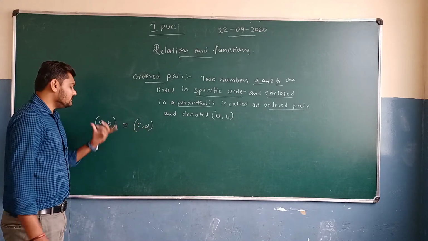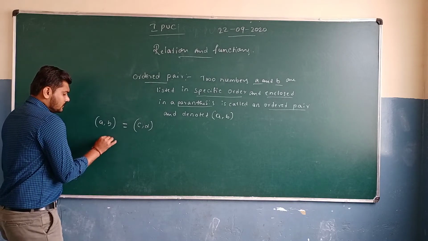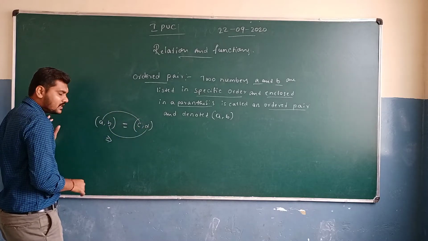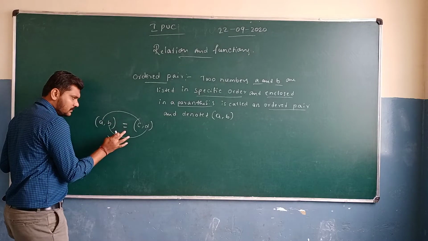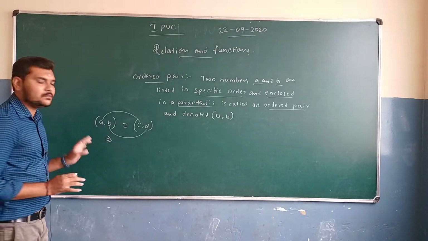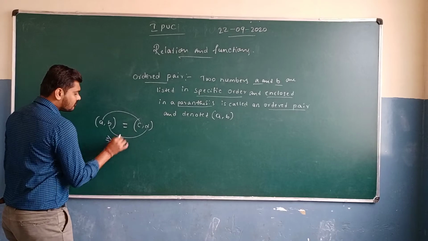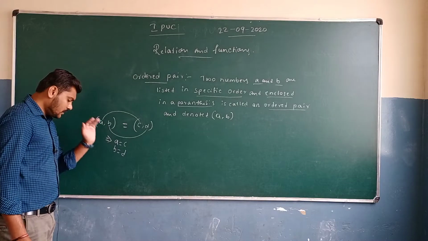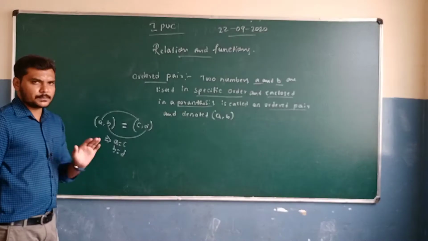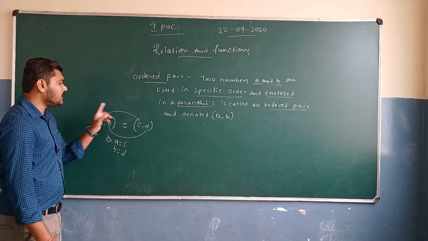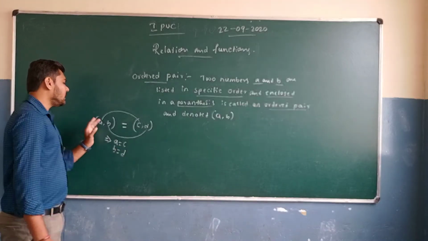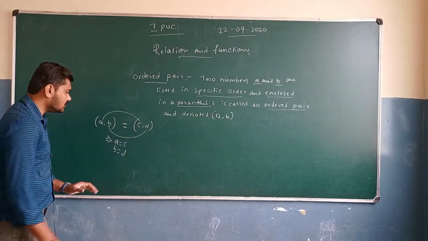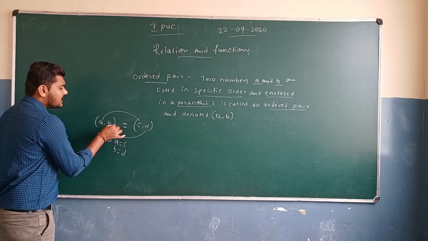Then pay attention: the corresponding elements are equal. Means suppose the two ordered pairs are going to be equal, then the corresponding elements are going to be equal. Means a is equal to c, b is equal to d. Okay, get it? So that is all they say: if the two ordered pairs are equal, then the corresponding elements are equal. What are corresponding elements? a is equal to c, b is equal to d.